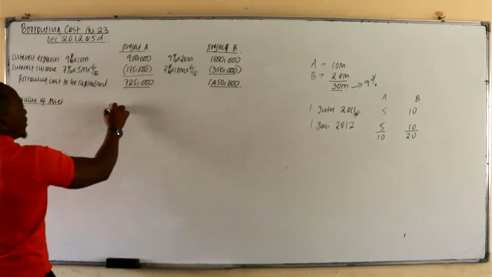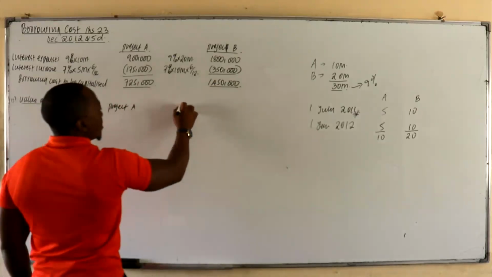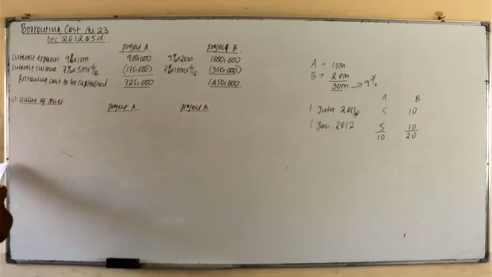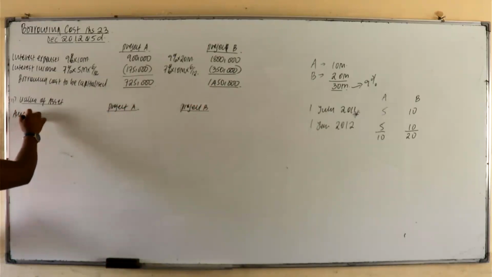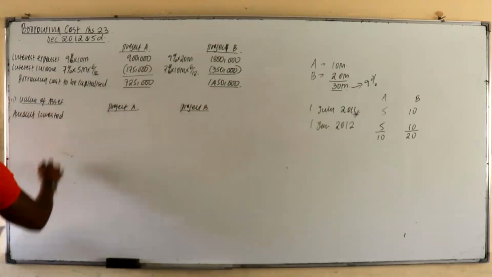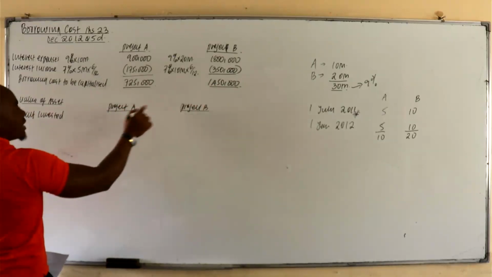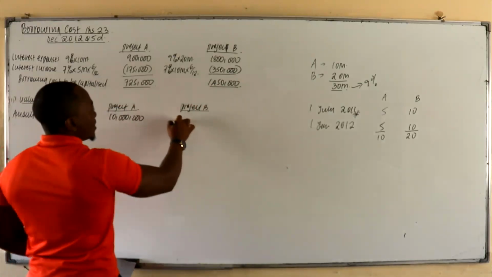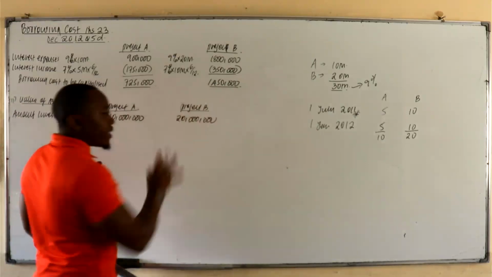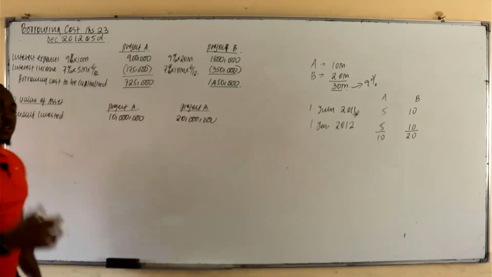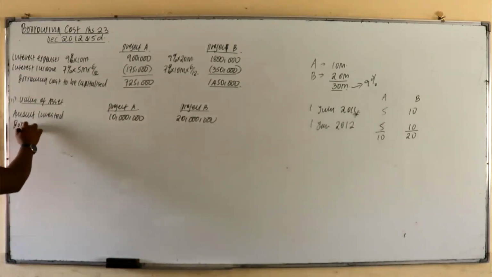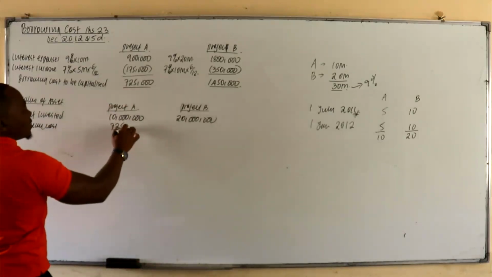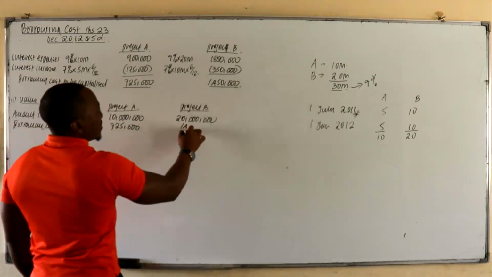So we have project A, we have project B. And so here we have the amount borrowed or amount invested. Now in project A, we invested 10 million. Project B, we invested 20 million. Those were the amount invested. And then you capitalize the borrowing cost. Then you add the borrowing cost. So here you capitalize an amount of 725. Here an amount of 1450.